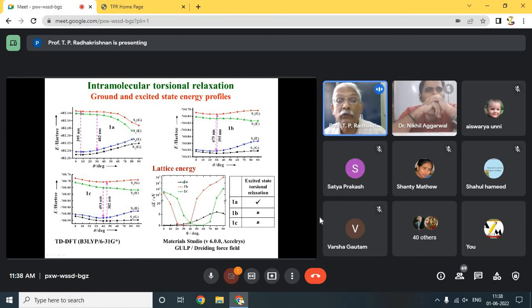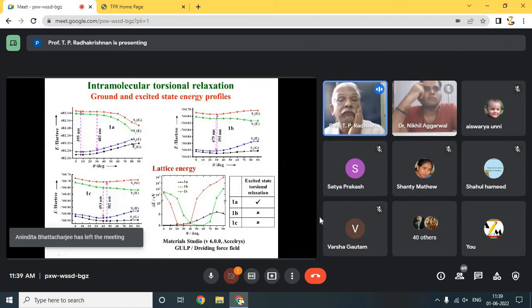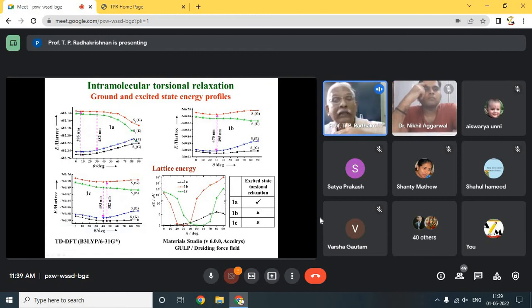And the type of lattice energy calculation which I mentioned tells you that in the case of 1A, with very little steric hindrance, if you twist this molecule, the lattice energy goes up very little. So excited state torsional relaxation is quite possible. The molecule can twist and will end up in this twisted state. There will be very weak fluorescence coming out of it because these energy states are too close and they lose energy thermally. So you get very little fluorescence.